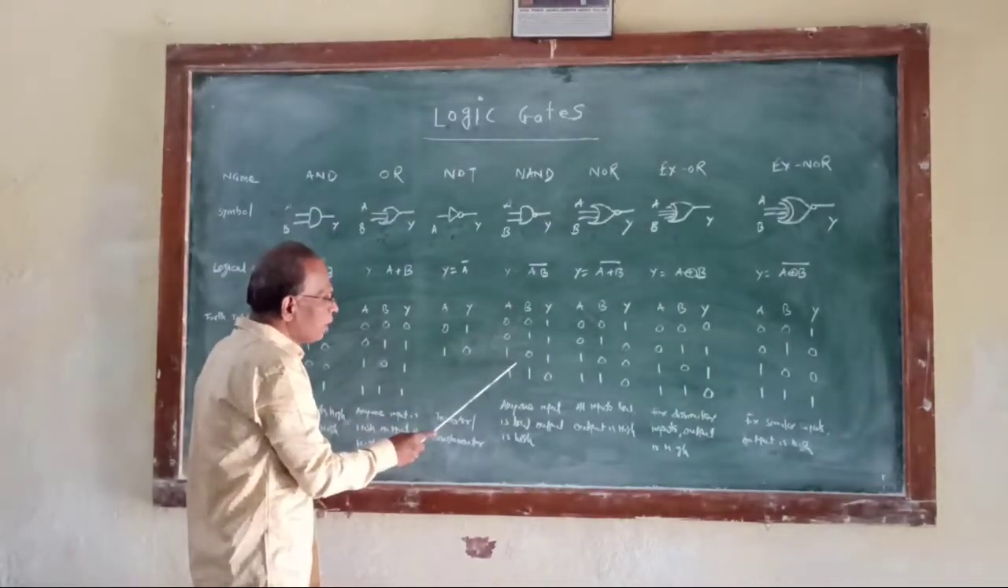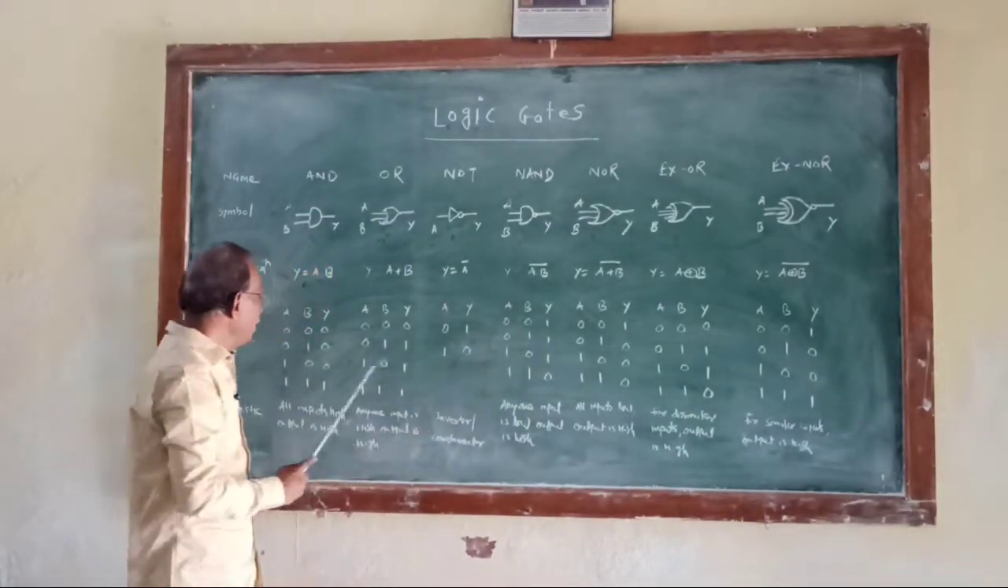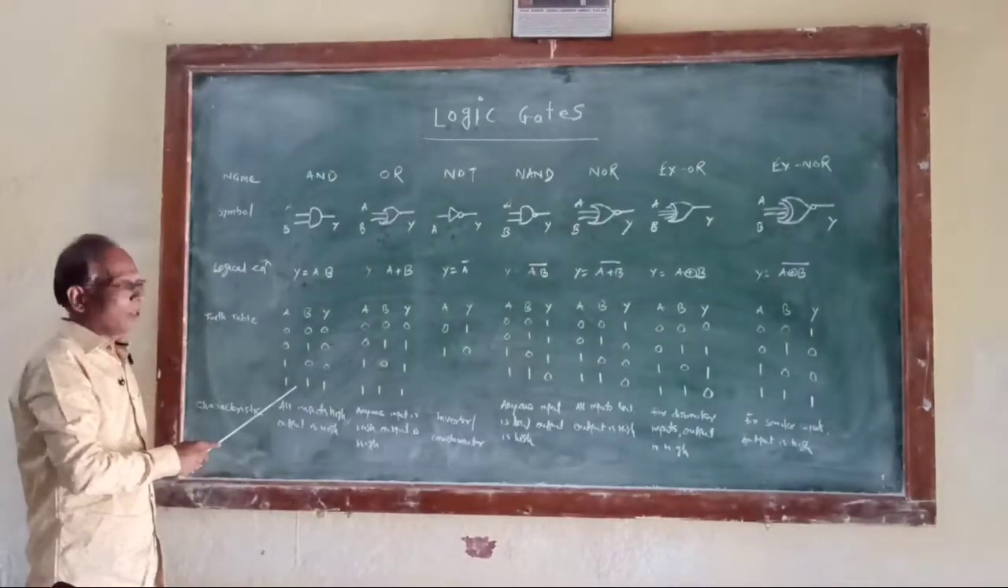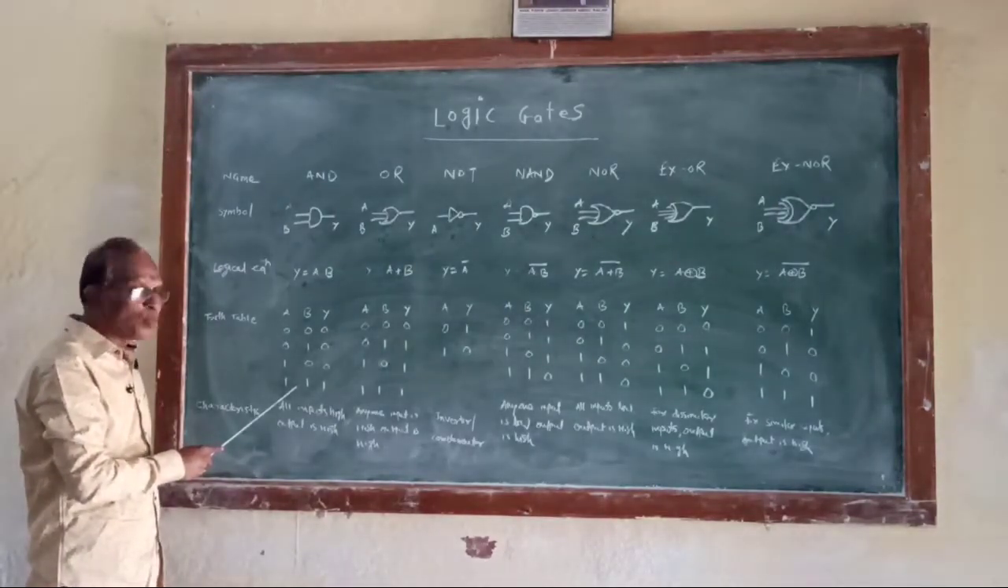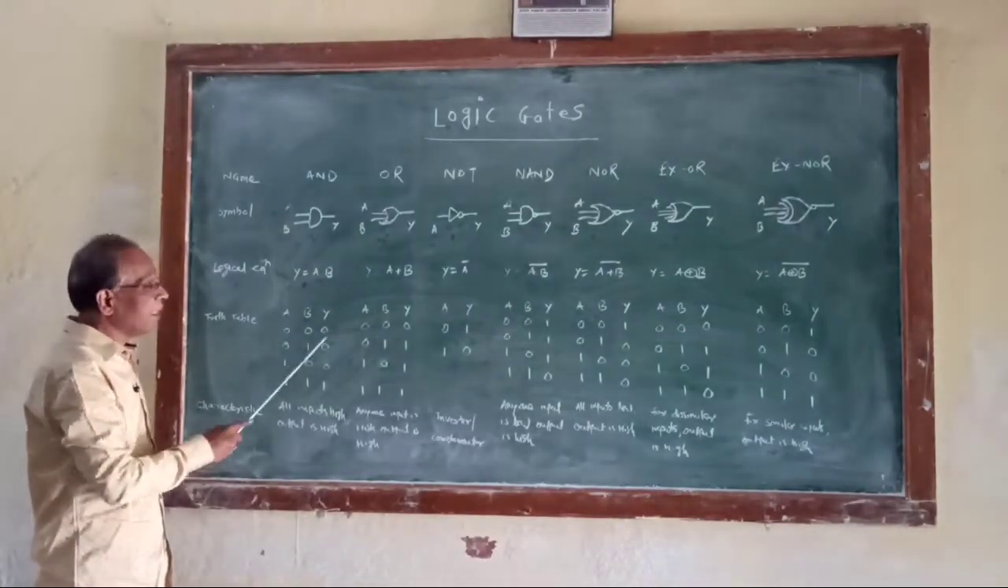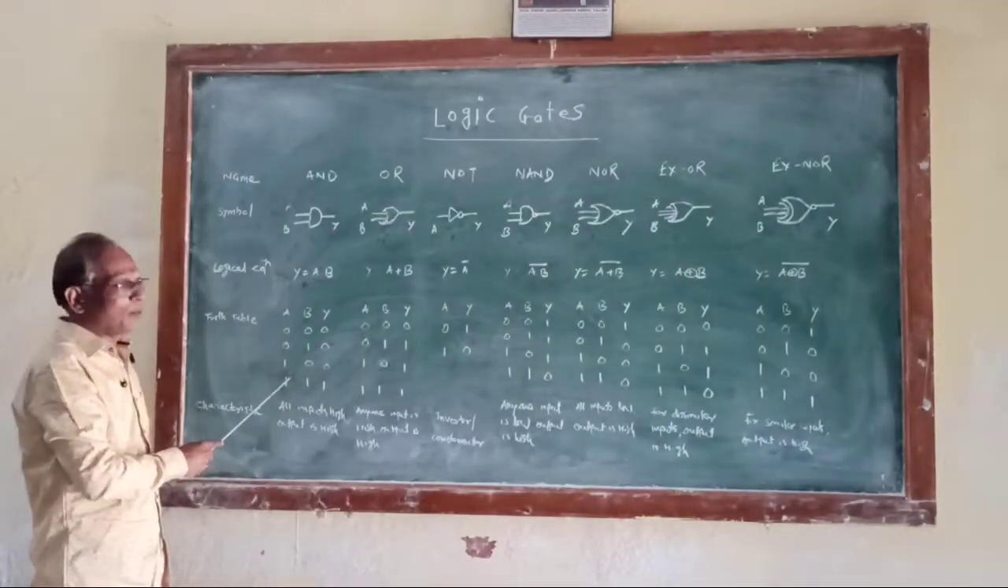Now if you compare this truth table with the AND gate truth table, the output side of this truth table is exactly opposite to the AND gate truth table.